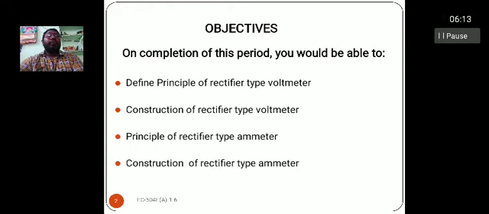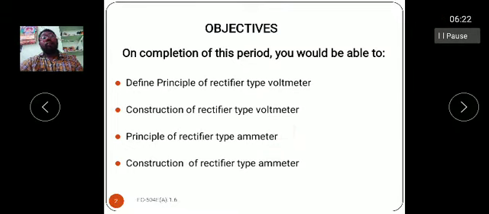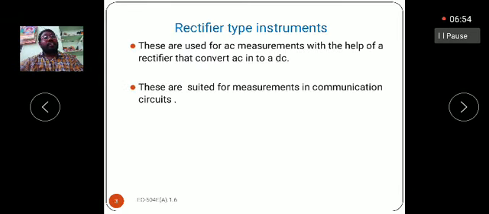And also we are going to discuss the principle of the rectifier type ammeter, and explain the construction of the rectifier type ammeter. In this entire presentation, we are going to discuss the principle and construction of the rectifier type voltmeter, and the principle and construction of the rectifier type ammeter. Based on that, we have some different things like the full wave rectifier operation. These are the main objectives of this presentation.